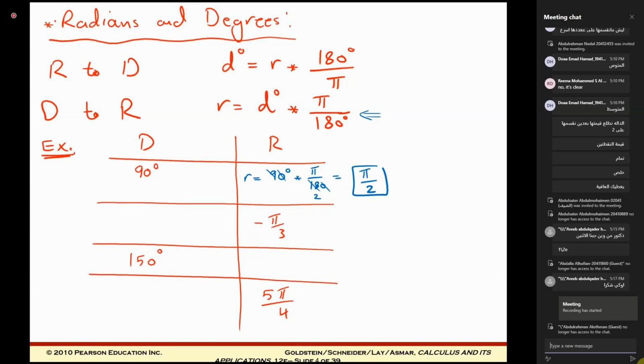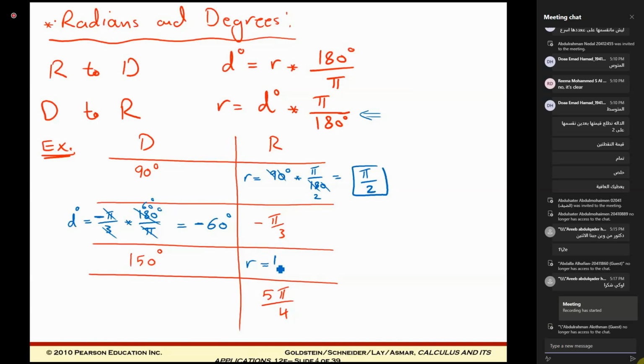Now, we have minus pi over 3 in radian. We need to convert to the degree. So the degree equal minus pi over 3 multiply by 180 degree over pi. Remove pi with pi and 3 with 180. So we have 60 degree. So 60 degree with negative, because we have negative here. Also we have 150 degree. We need to find the radian.